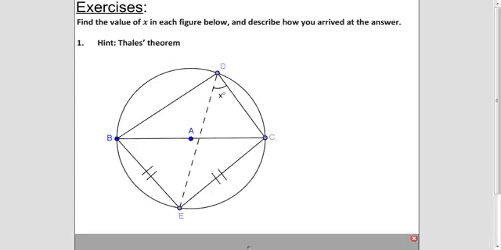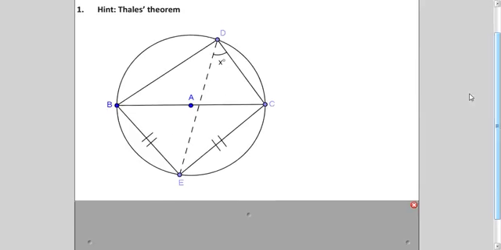Here we have a computational example, which I would like you to try on your own, and then come back here and check your work with mine. So try this now, and use the hint, use Thales' theorem.